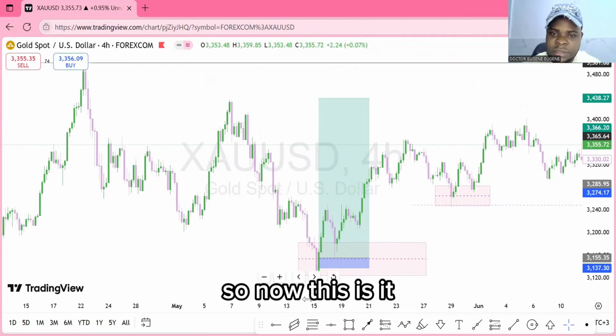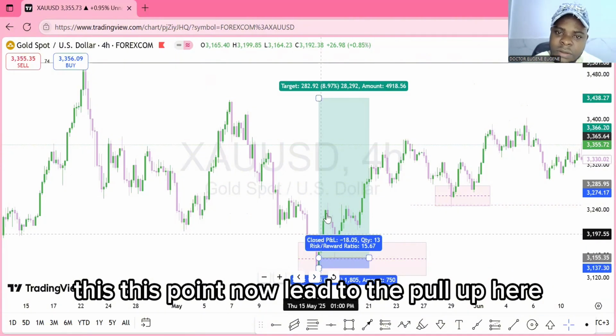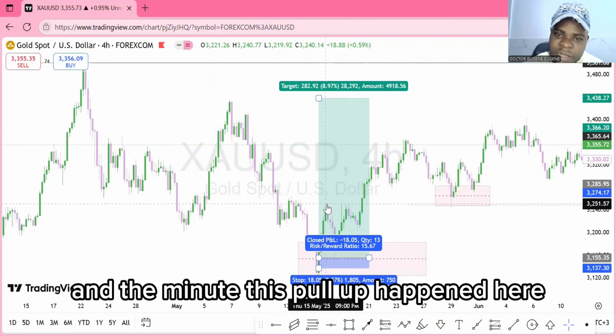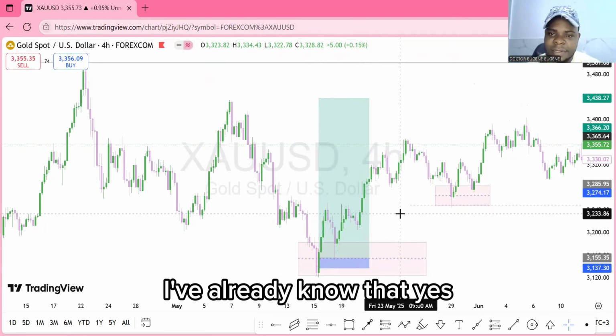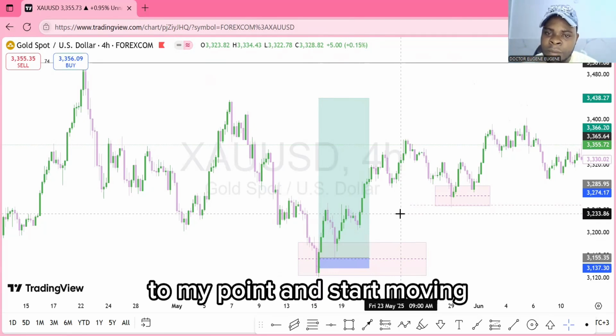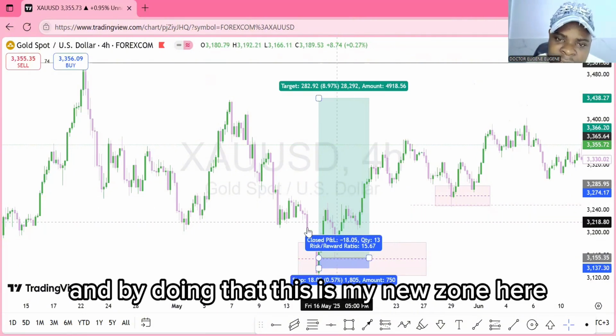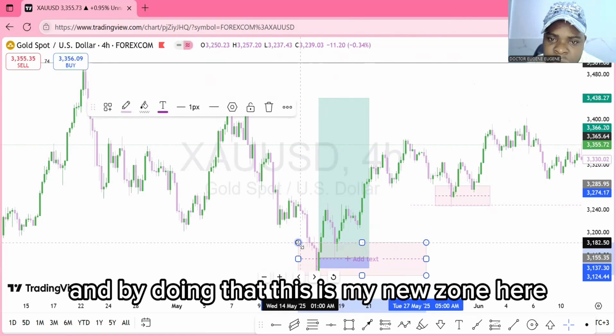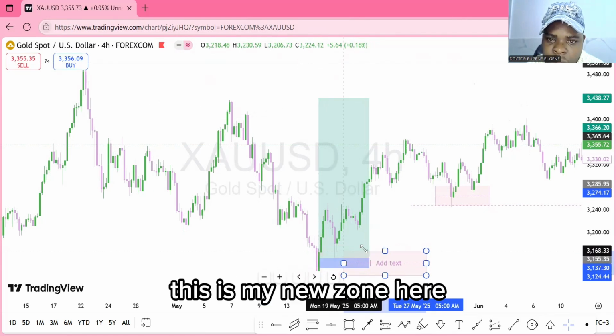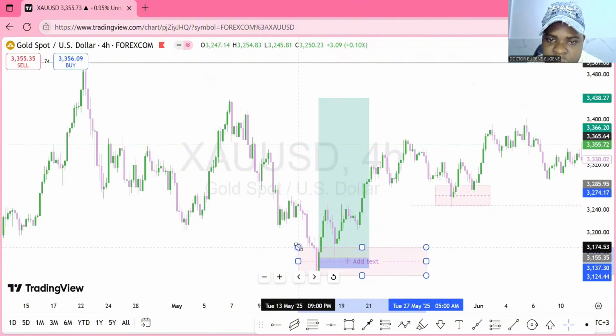So now this is it. This point lead to the pull up here. And immediately this pull up happened here, I already knew that yes, this market is going to pull to my point and start moving. And by doing that, this is my new zone here.